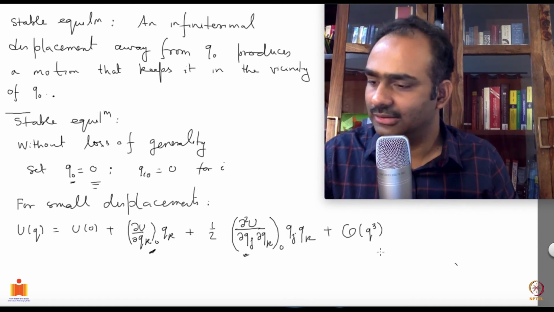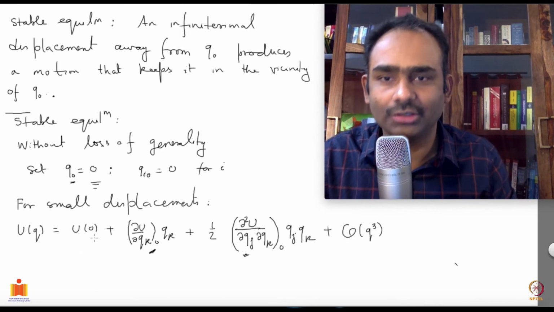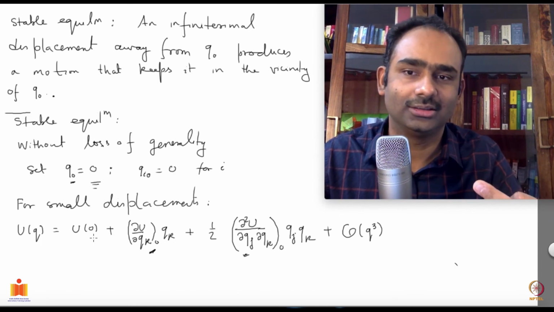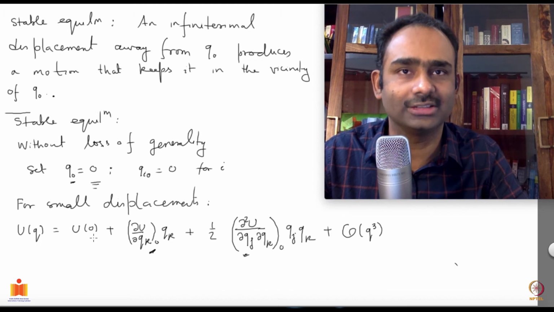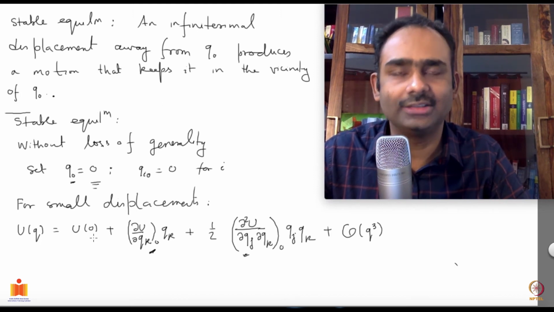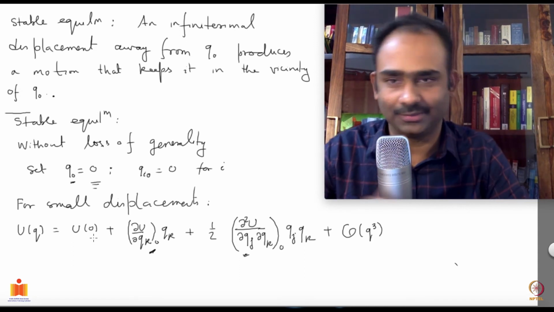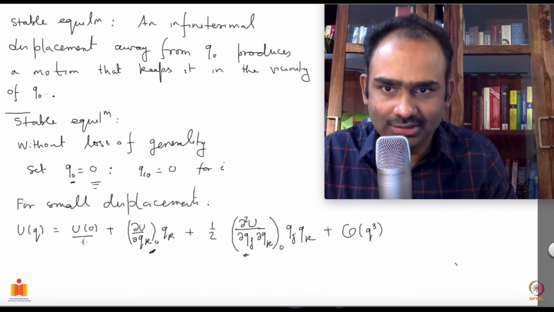Now I can do another thing. I can set U of 0 to be 0. The absolute value of potentials is not important, which I believe you already know. It's only the relative differences which are important. So I can set the potential energy of the system to be 0 when it is at the equilibrium configuration. That choice I can make, so let me make that choice, and I set this to be 0.